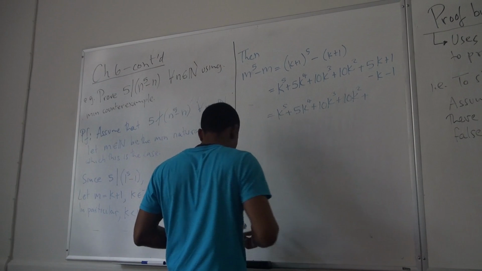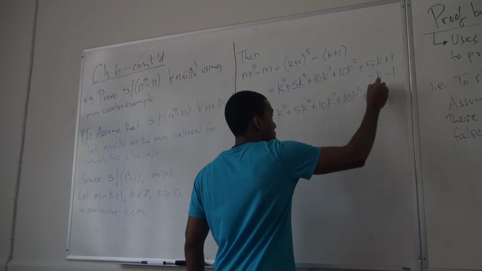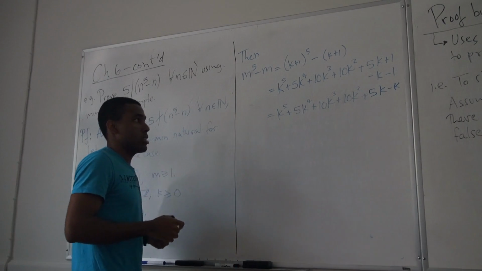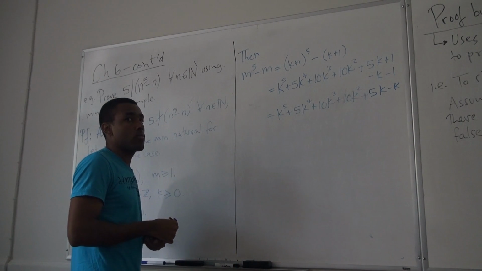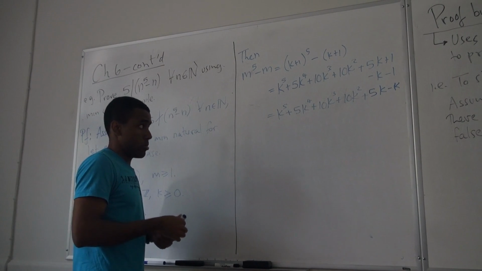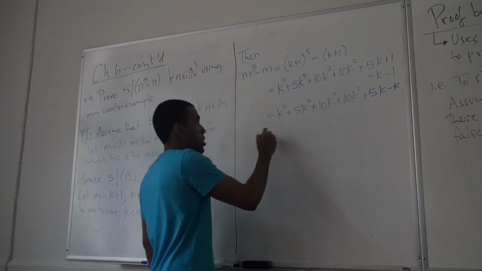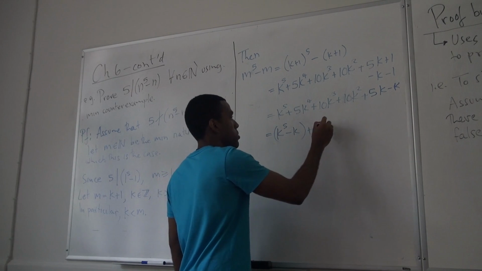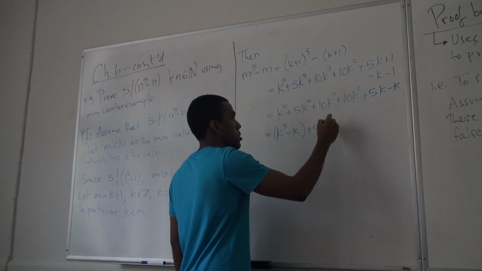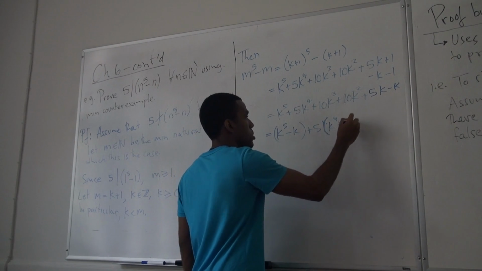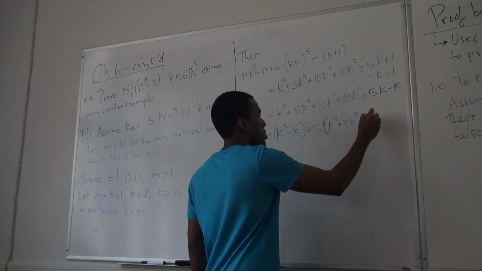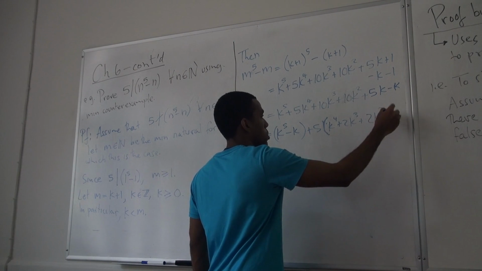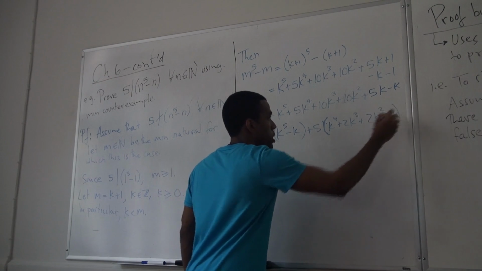I'll give you a hint. It's probably better to leave it like this. Now do you see what you can do? Right, this is really k to the 5th minus k plus 5 times, this is k to the 4th plus 2k cubed plus 2k squared plus 1 plus k.